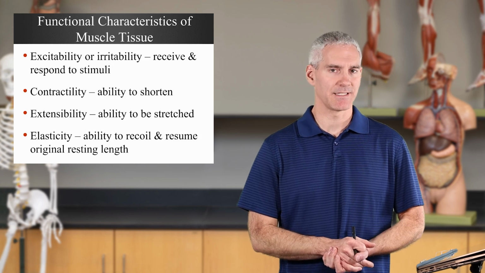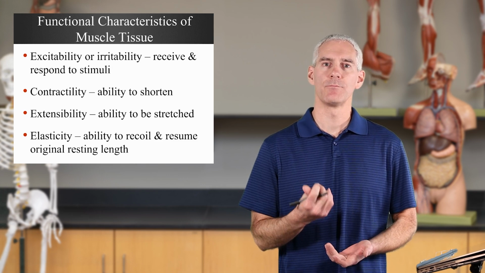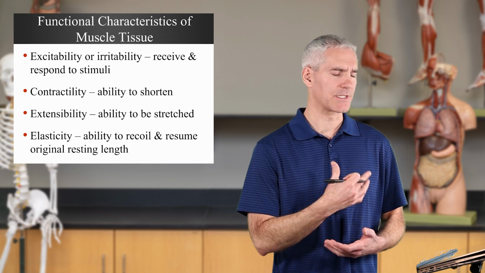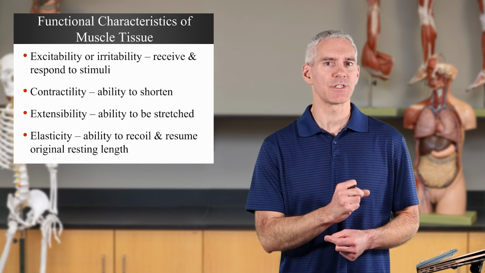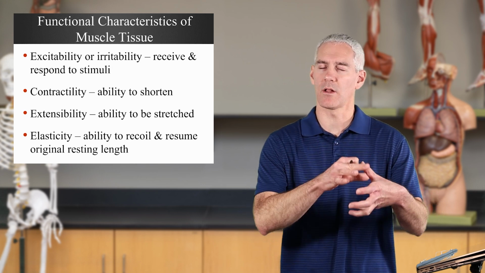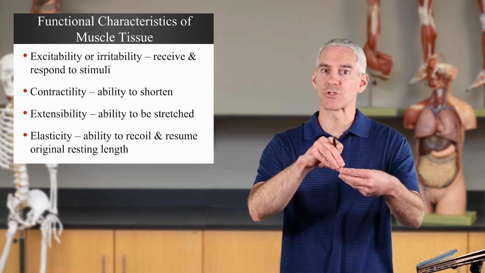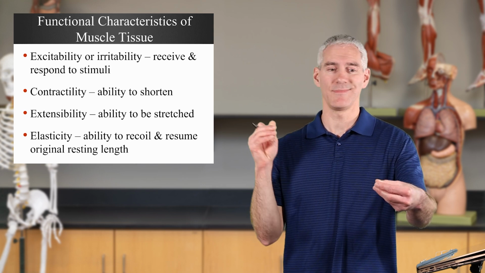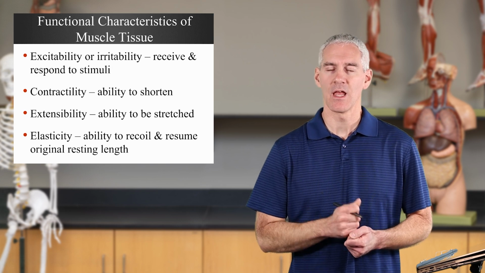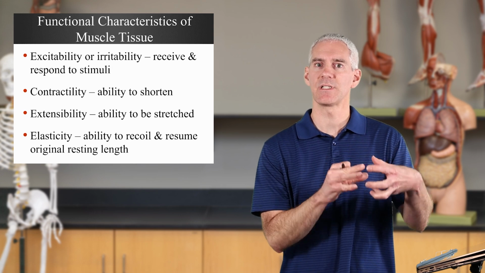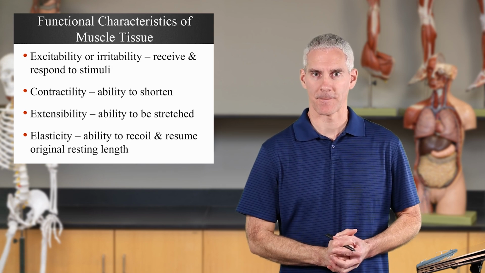And elasticity. Now, your muscles have this elastic property. Just like the last one, the ability to stretch. But it's not just stretch, it's the ability to recoil also. Think about a rubber band. If you stretch a rubber band and let go, it snaps back down. That's the idea of elasticity. It's recoiling back to a set smaller size.